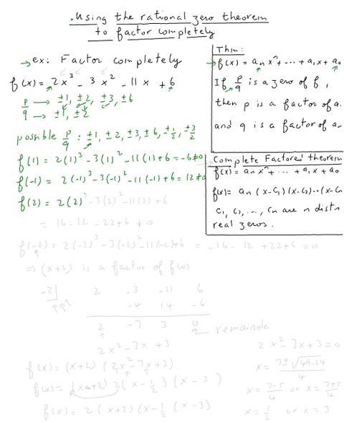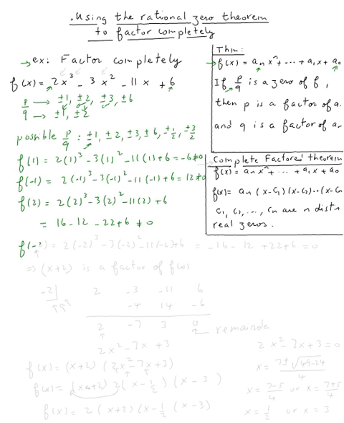F of 2. 2 times 2 cubed minus 3 times 2 squared, minus 11 times 2 plus 6. That would be 16 minus 12 minus 22 plus 6. Well, actually, it's not a 0. 16 plus 6, 22. Yep, not equal to 0, right? Now, what do we need to do?